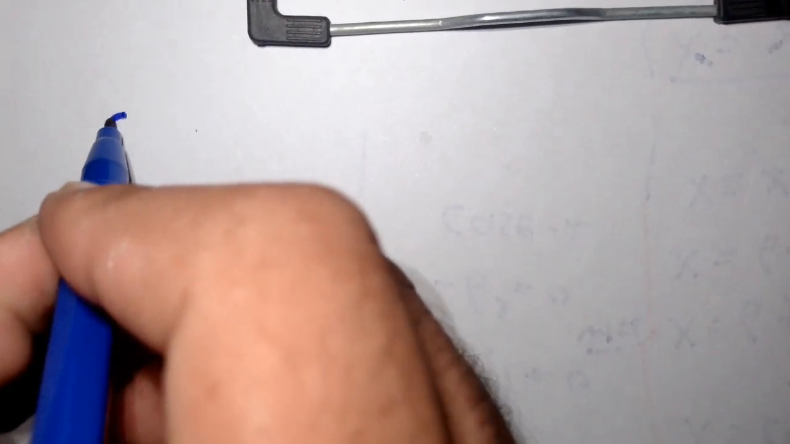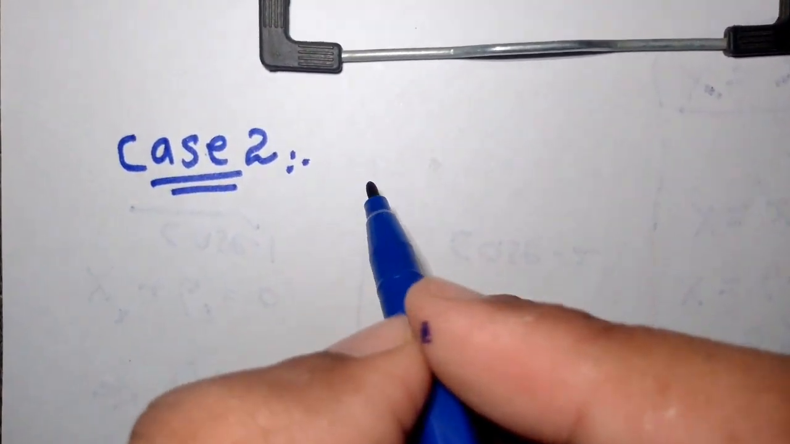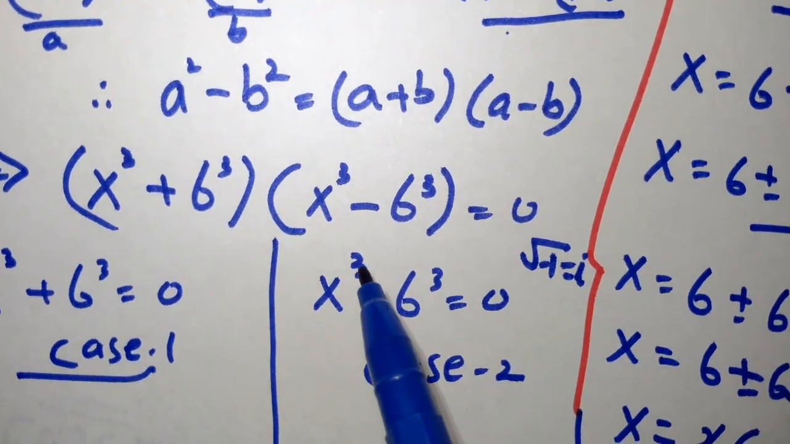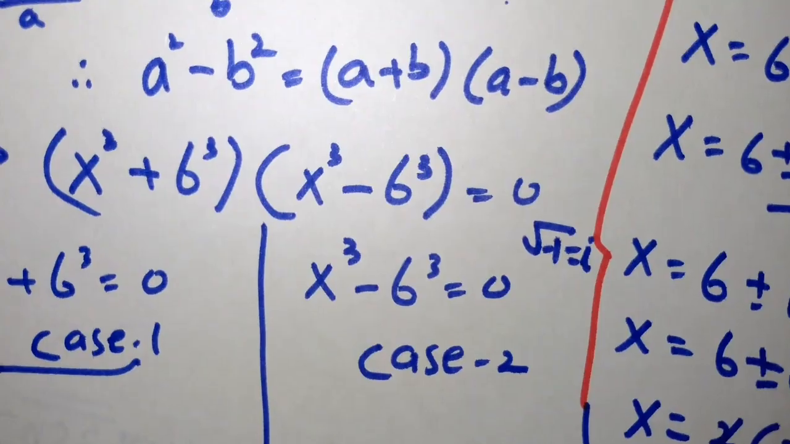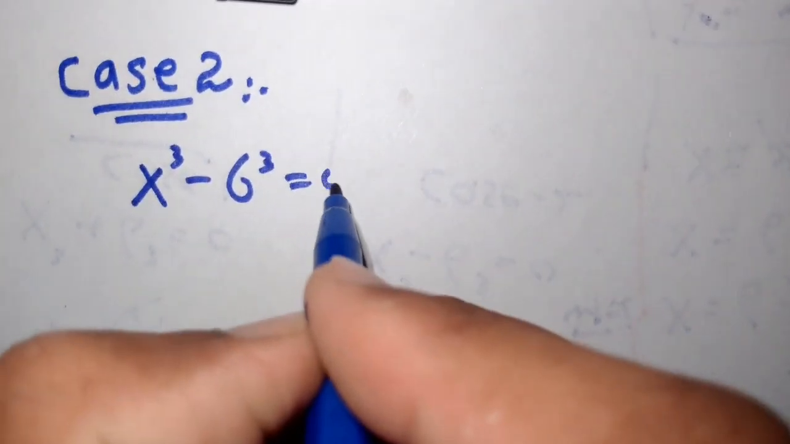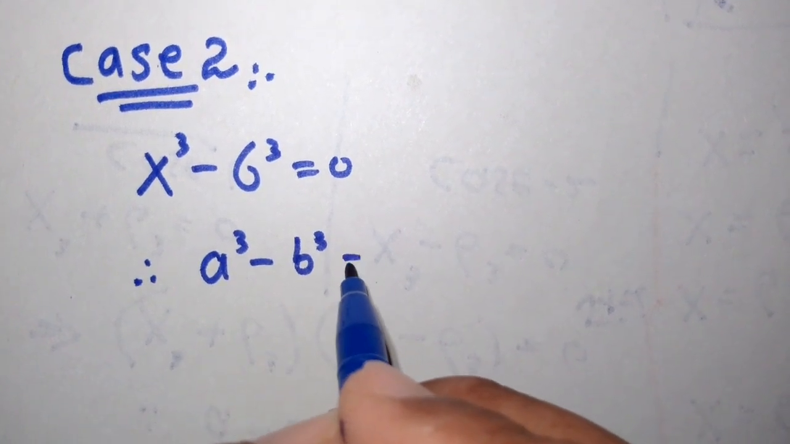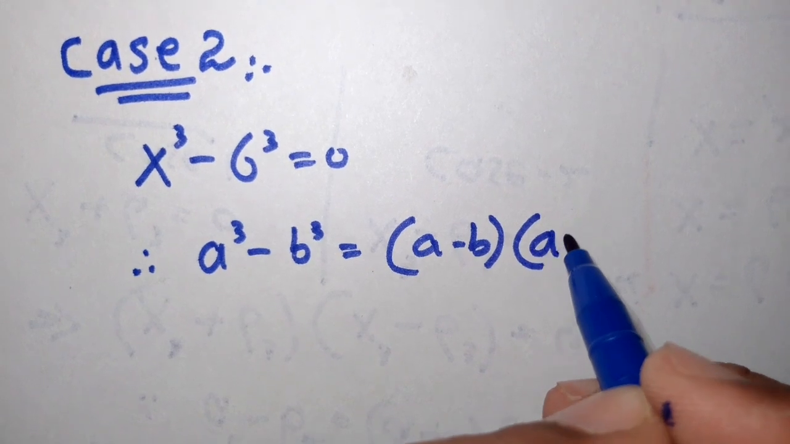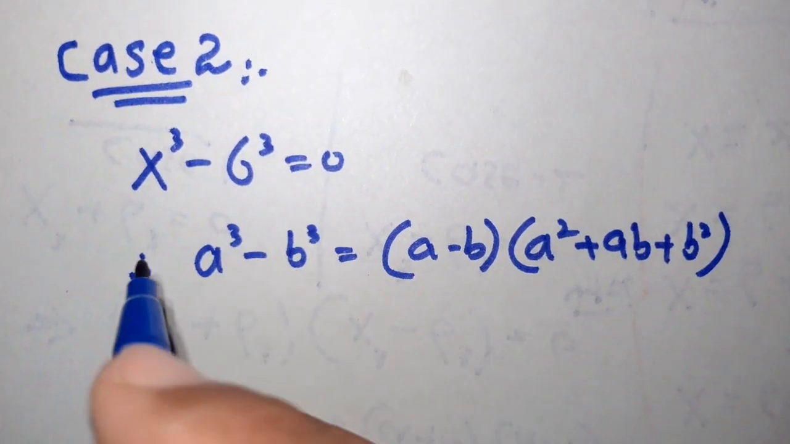Now we have to solve case 2. We know that case 2 is, look at here, x to the power 3 minus 6 to the power 3 is equal to 0. This is case 2. Now we have to solve it. Here we have to use the identity a cube minus b cube is equal to a minus b into a square plus ab plus b square. We have to use this identity here.